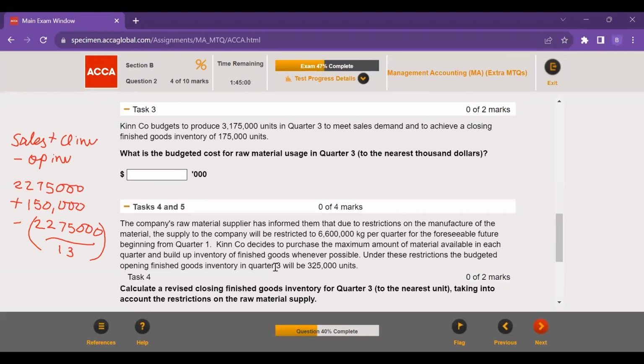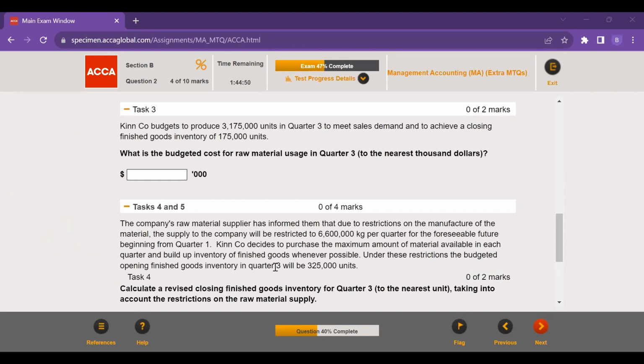Now let's have a look at task 3. Kin Company budgets to produce 3175,000 units in quarter 3 to meet the sales demand and to achieve a closing finished goods inventory of 175,000 units. What is the budgeted cost of raw material usage in quarter 3? And we have to bring it to the nearest $1,000.